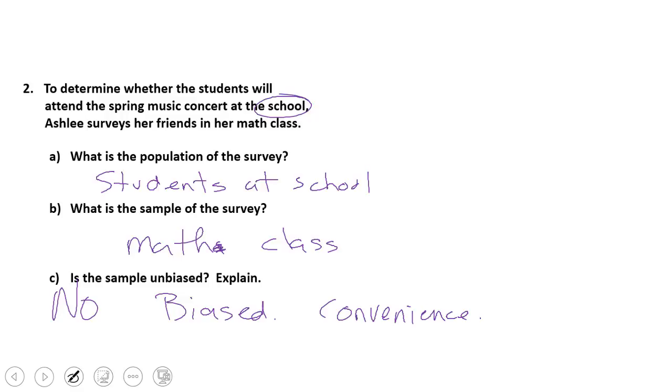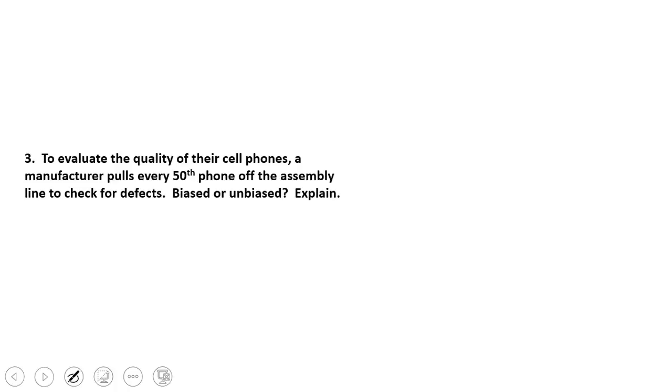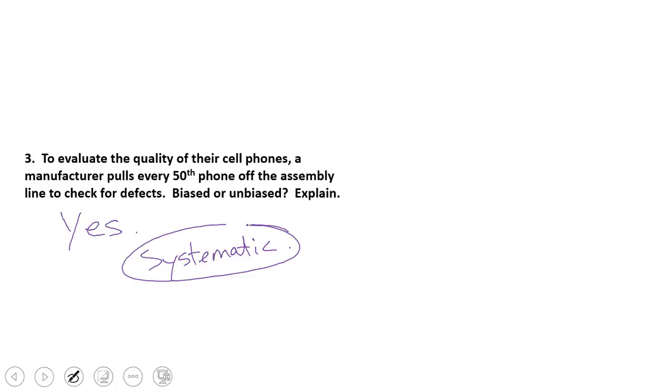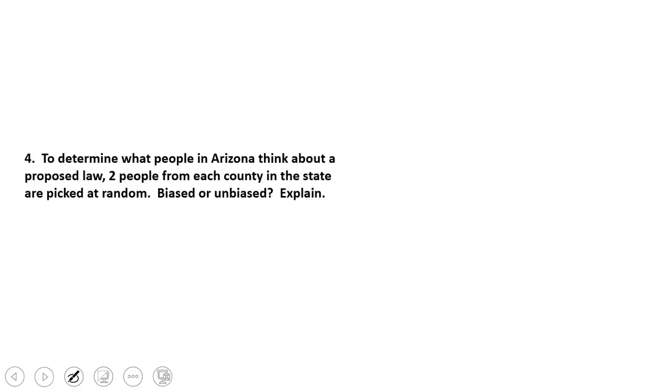Make sense? Moving right along, we have 3 more. To evaluate the quality of the cell phones, a manufacturer pulls every 50th cell phone off the assembly line to check for defects. Is this an unbiased sample? And the answer to that is yes. Does anybody have a guess on which type of unbiased sample it is? That would be absolutely correct if you said systematic. It is a systematic. That is because it is at random, every 50th. Remember the time interval for systematic, etc. It's going to be large enough, and it's going to represent the population of the cell phones.